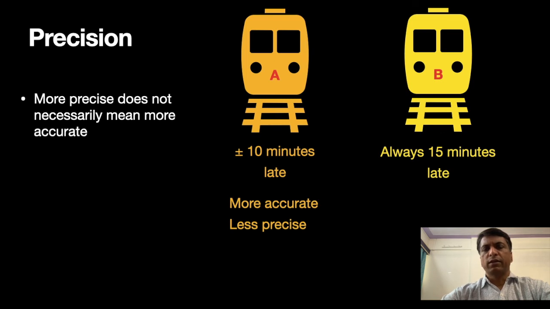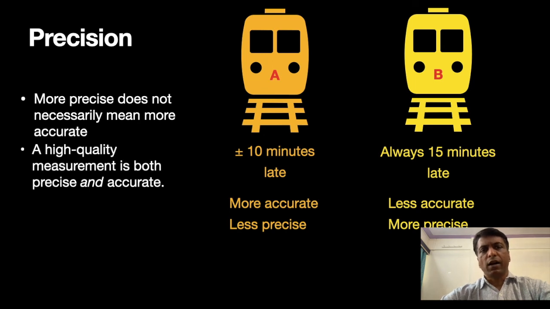Train A is plus minus 10 minutes late, so its average time of reaching would always turn out to be the exact scheduled time. So such a train is more accurate, but it is less precise because it deviates in its arrival time by 20 minutes, plus minus 10 minutes. While train B will be more precise because it always reaches 15 minutes late, but it is less accurate because it's always reaching late to its destination. A high quality measurement is both precise as well as accurate.